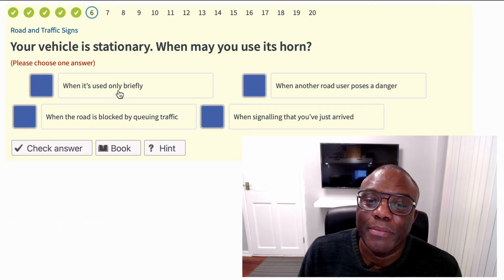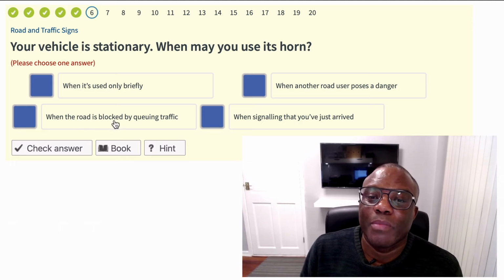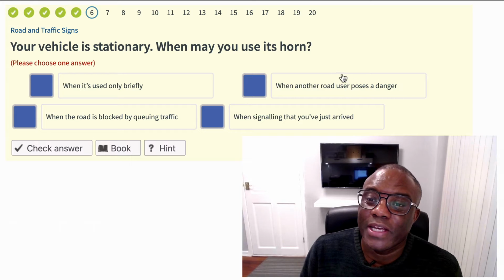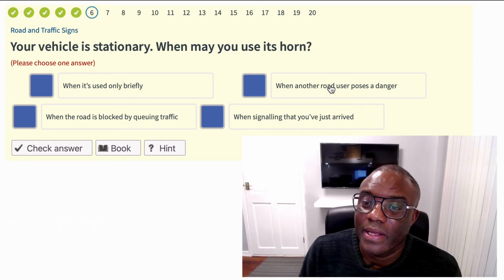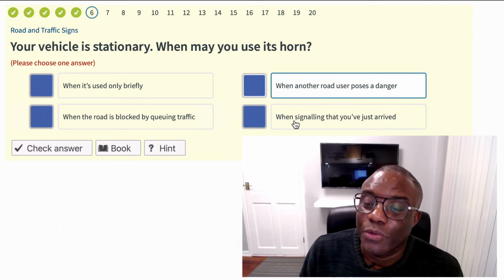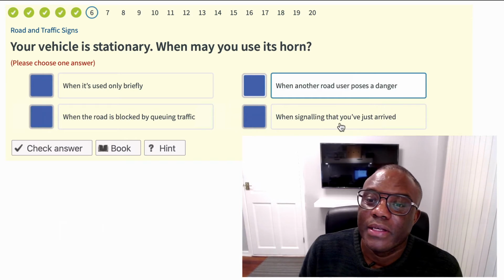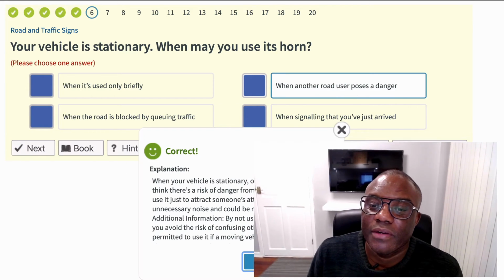When it's used only briefly, so we know it's not that. When the road is blocked by queuing traffic. If the road is blocked by queuing traffic, it's no point beeping the horn. It makes no sense. When another road user poses you danger. So if someone's going to cause you danger, use your horn to warn of your presence. So again, that's a good answer. And still check when signaling that you've just arrived. Again, cab drivers do that, but it's not something that you should be doing as a learner. So we're pretty much sure it's that one, because that's what the highway code says. Use it to warn of your presence. And again, that is correct.